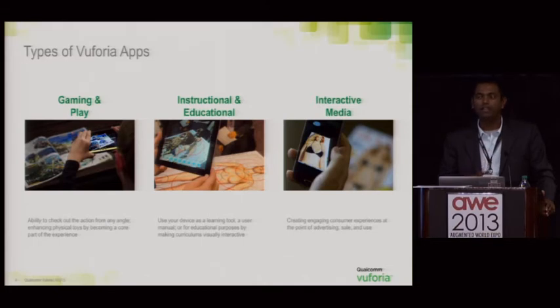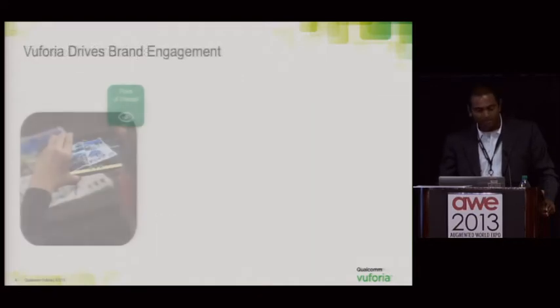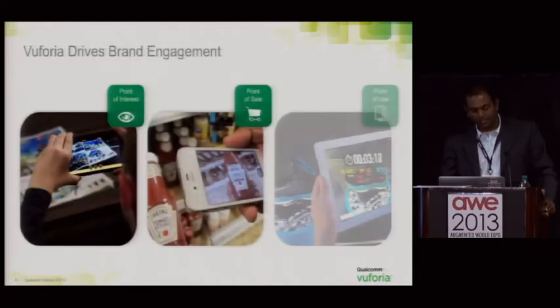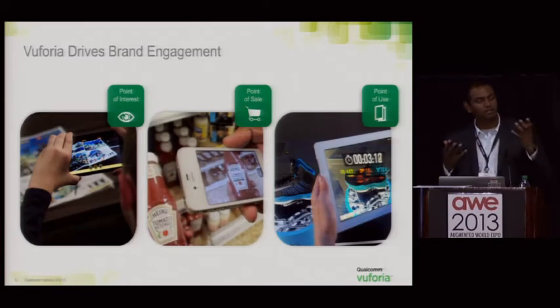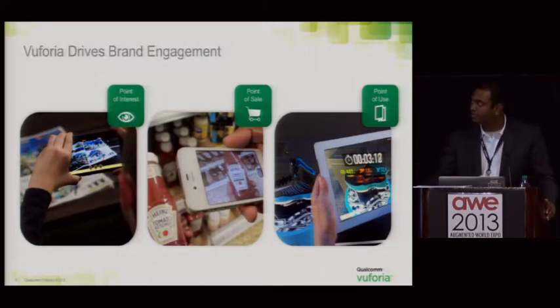There's a lot of brands that clearly see this as a way to connect the physical products with the digital content out there. So basically what it does is it drives brand engagement, right? At the point of interest, the point of sale, and then the point of use. So the point of interest is when you first see or first learn about this product. It could be an advertisement, a poster, like the Subway example that Oscar just showed. That's really the point of interest.